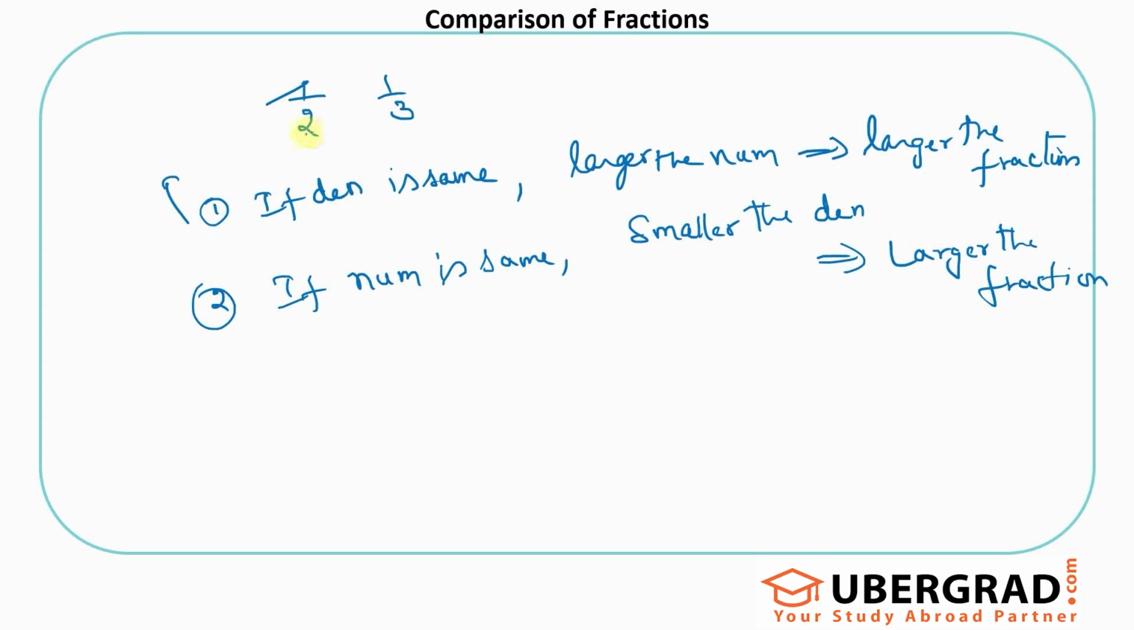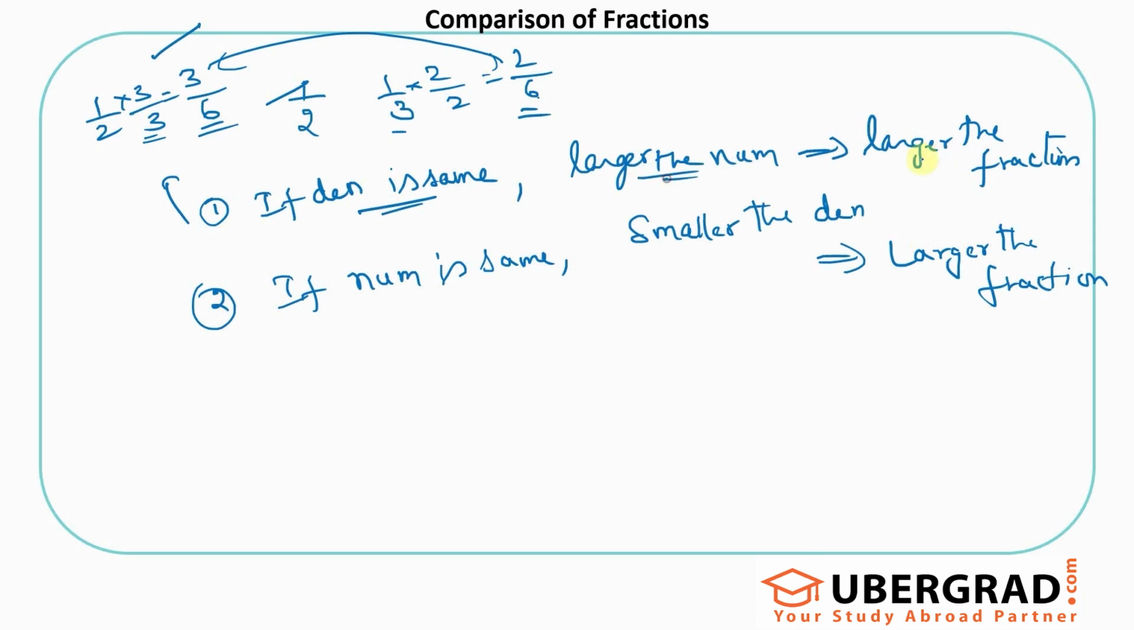What can I do? I can just multiply 1 by 2 with 3 by 3 so that I get 3 by 6, and I can multiply 1 by 3 with 2 by 2 so that I get 2 by 6. Right, I'm multiplying such that I'm getting the LCM, right? 2 3s are 6, 3 2s are 6, so 6 and 6, the denominators are same. Now the numerators, which one is larger? 3 by 6. 3 is larger than 2, so 3 by 6 is greater than 2 by 6. That means 1 by 2 is greater than 1 by 3, right? Denominator is same, larger the numerator, larger the fraction.